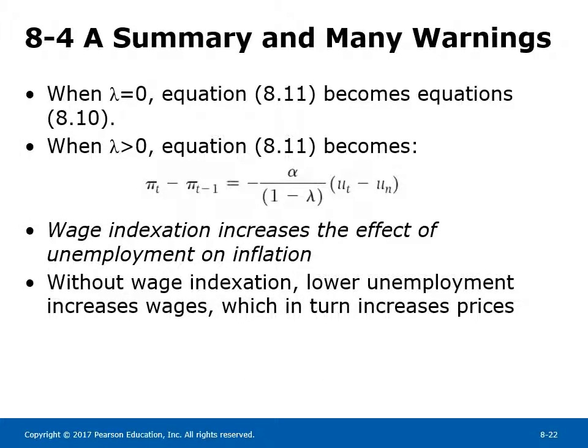When lambda equals 0, equation 8.11 becomes equation 8.10. When lambda is greater than 0, equation 8.11 shows that the higher the proportion of contracts that are indexed, the larger is the value of the coefficient showing the effect of the difference between actual unemployment and the natural level of unemployment on the change in the inflation rate. In the extreme case, almost no change in unemployment can lead to large changes in inflation. This is what happens in countries where inflation is high.